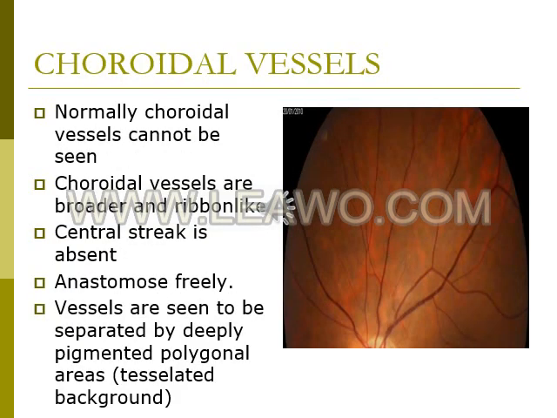Normally, choroidal vessels cannot be seen. They are broad and ribbon-like. The central streak is absent. They anastomose freely, and they are seen to be separated by deeply pigmented polygonal areas, giving the so-called tessellated appearance.